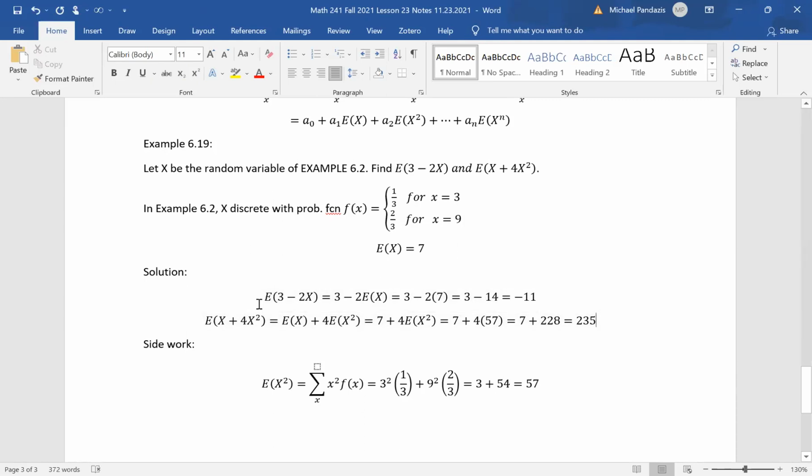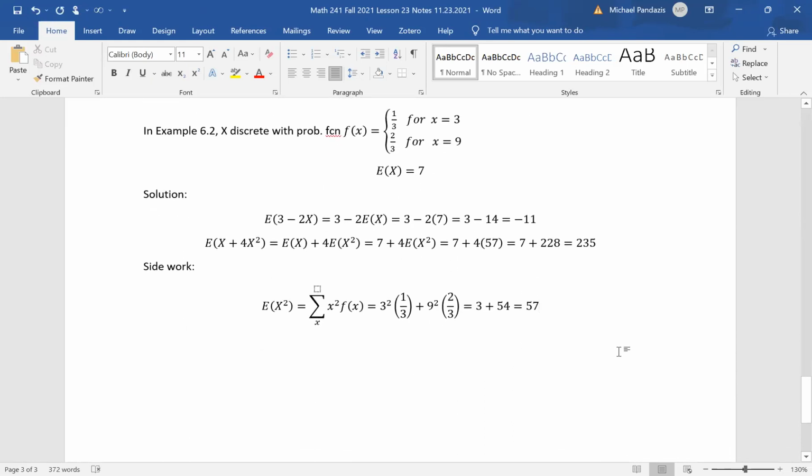Okay, so we found E of 3 minus 2X is negative 11, and E of X plus 4X squared is 235. So that's the end of 6.4. And now this is 6.5, the variance and standard deviation of a random variable. This is definition 6.4.